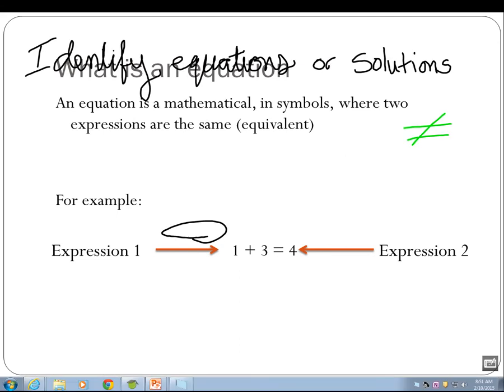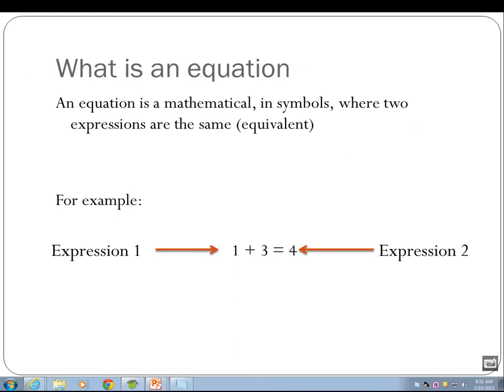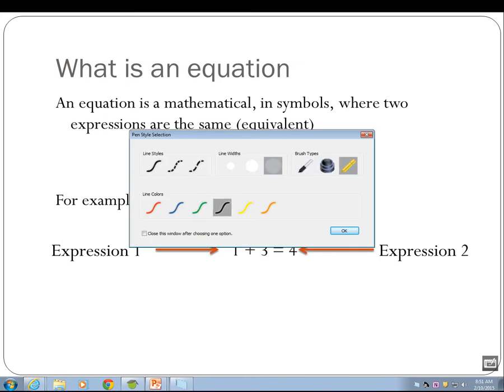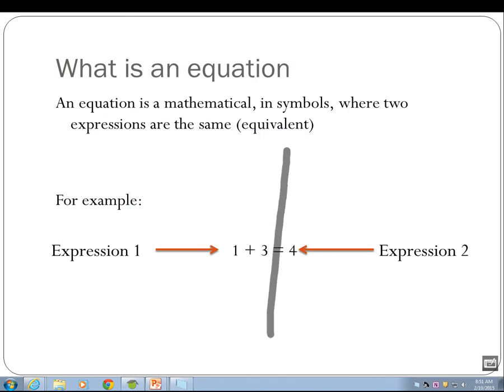Start to think about this as being two different sides. This equal sign here creates a wall. And on each side of the wall, we have to make sure that this side here is going to stay equal to that side there.